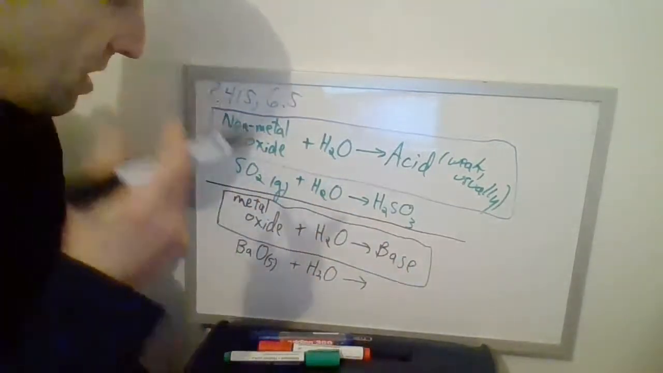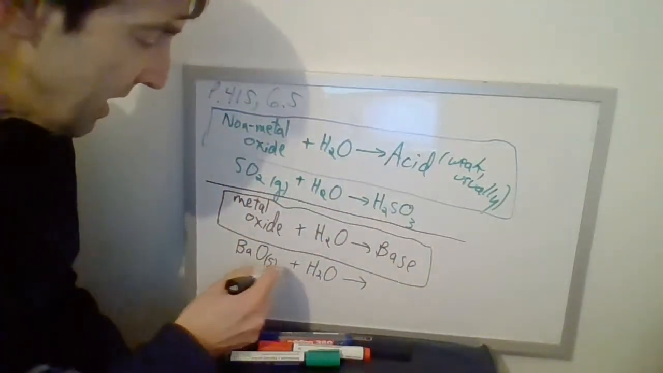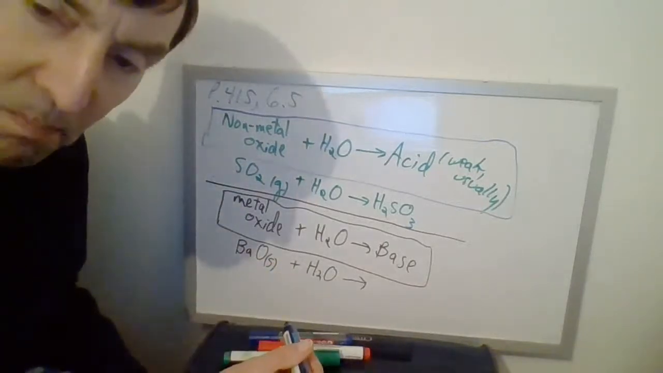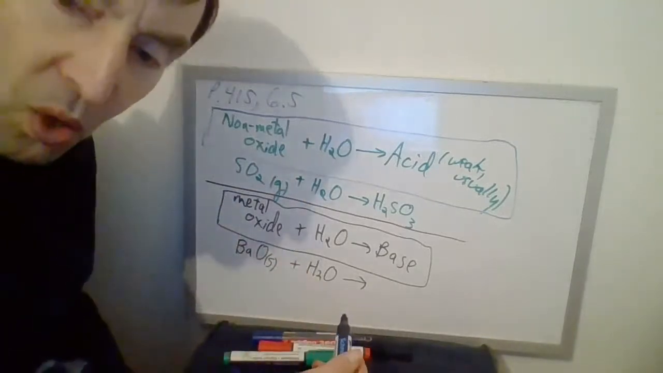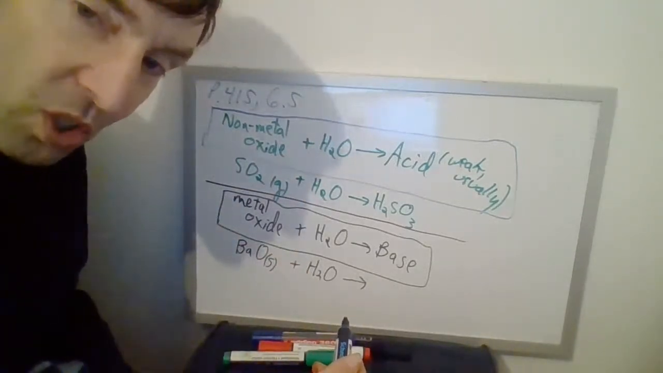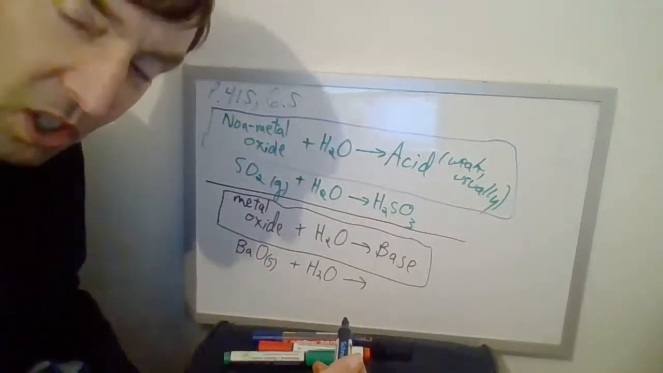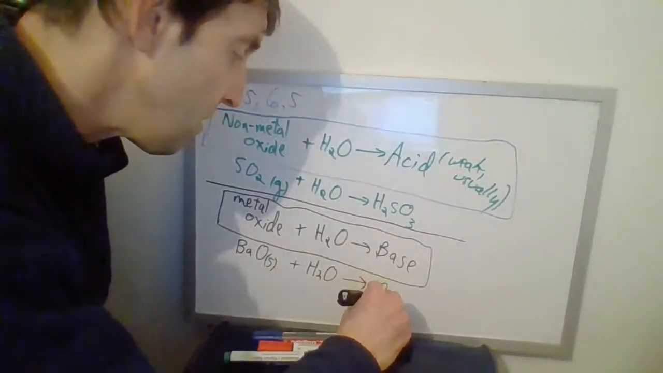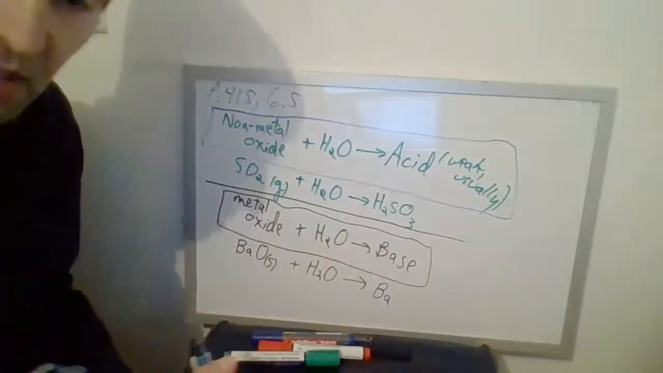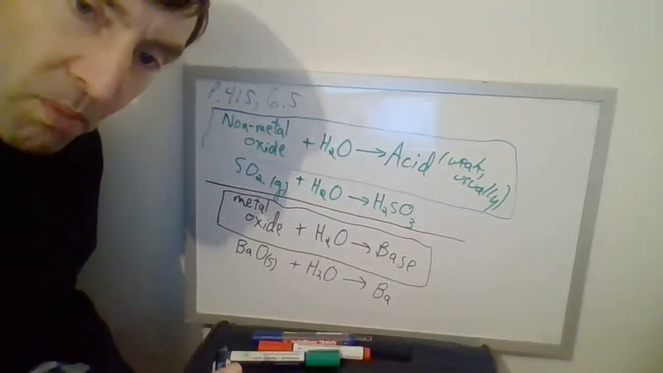Super. Now let's make our base. Ready? Make me the formula down here. Can you make a base formula out of this? It's BaO plus H2O. Make it into a base. What sort of formula would I get? Hint, it's going to start with Ba. What formula will it be?